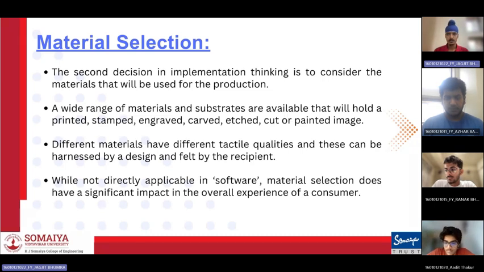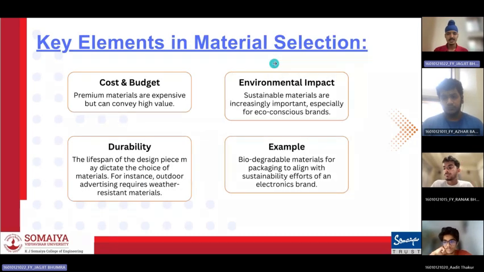For example, a product or a design could be made using wood, stone, glass or metal. All these are different materials which have the ability to transfer a different sort of message to the user. While not directly applicable in software, material selection does have a significant impact on the overall experience of a consumer. So, the key elements in material selection: cost and budget is one of the key elements. We can use premium materials like glass or metal, which are expensive, but they can convey high value or a sort of luxury to the user.